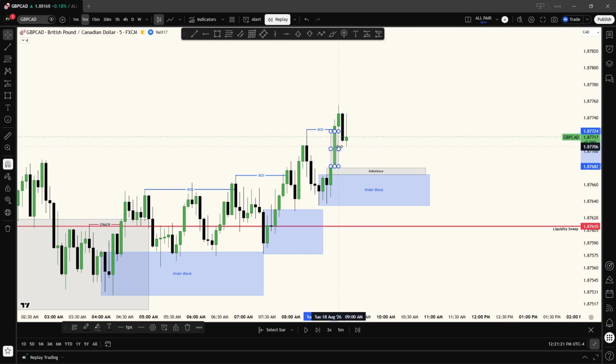Also, check this out, there's another big fair value gap right here. And as you can see, the price has already started to dip back down to fill it. It's finally making that move lower.